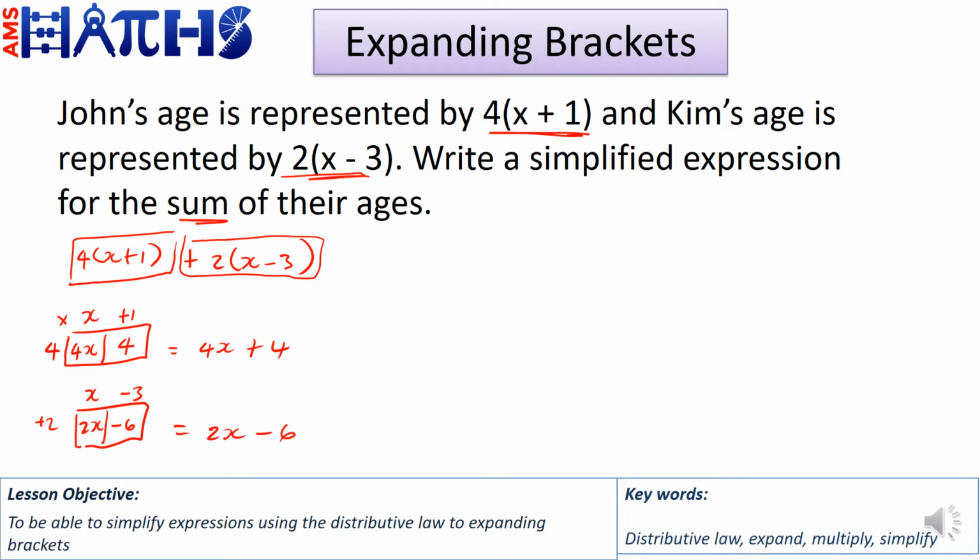All we need to do is simplify. We have a positive 4x and a positive 2x, so a total of 6x. And then we have a positive 4 and a minus 6, so it's 4 minus 6, which is minus 2. So then the sum of their ages is 6x minus 2.